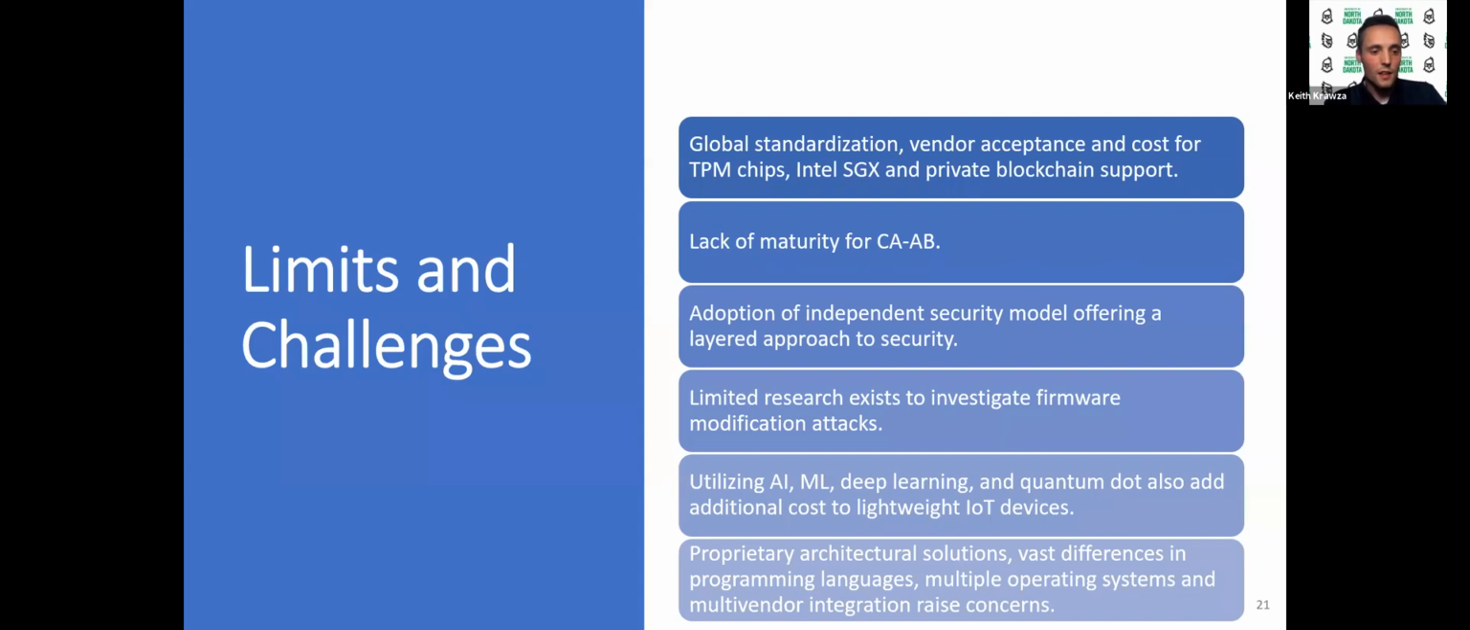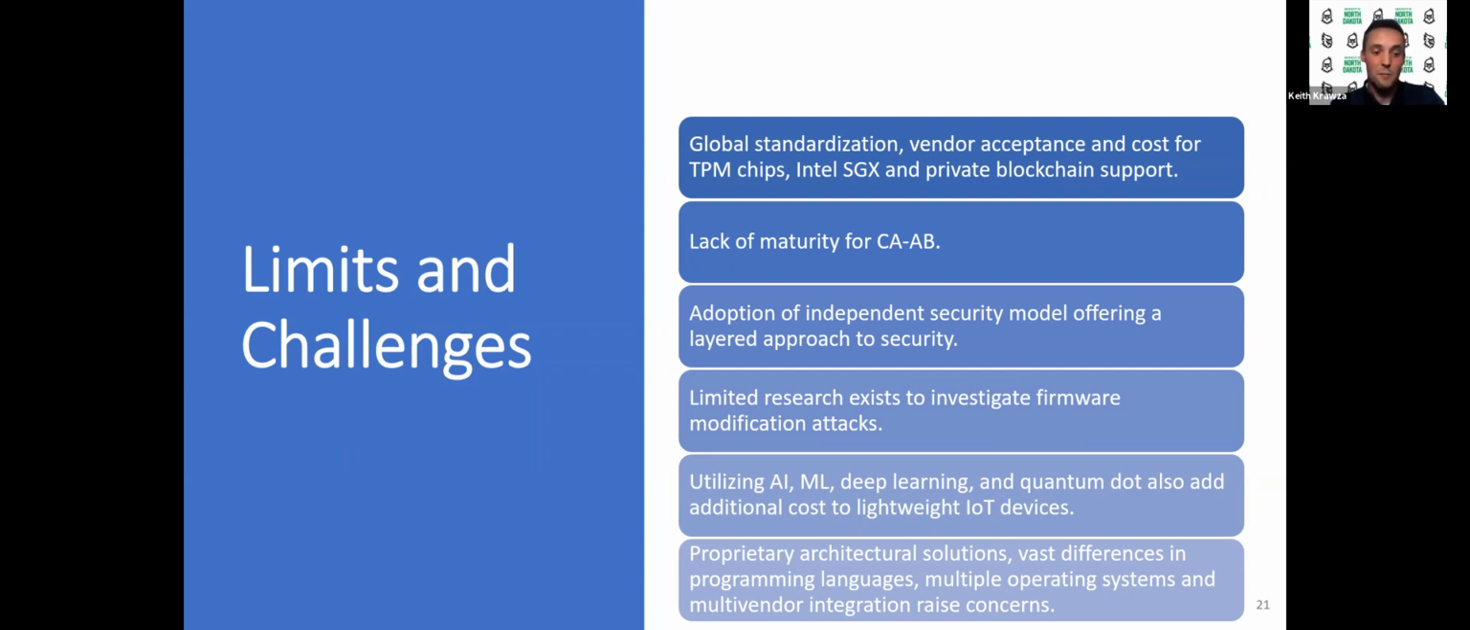Thanks, Steve. As for limits and challenges, TPM acceptance as a global standardization, vendor acceptance, and additional cost to build TPM chips is a huge challenge. Another potential limit to the CAAB-based encryption is that it lacks maturity outside of a lab environment, being that it's this new novel thing. We don't know how well it's going to do in large scale networks. There's limited research to investigate firmware modification attacks, at least recorded.